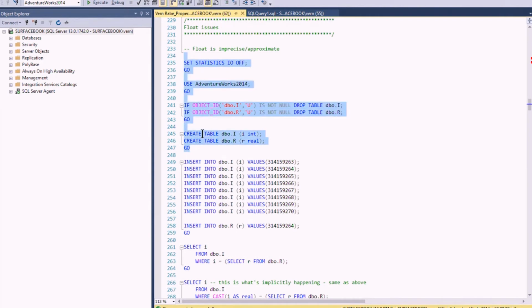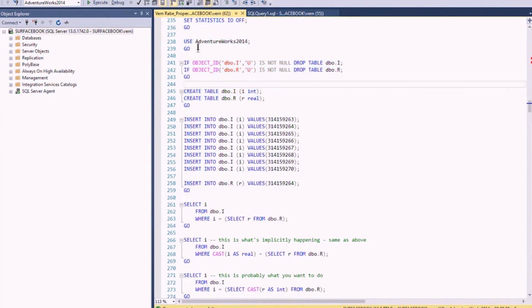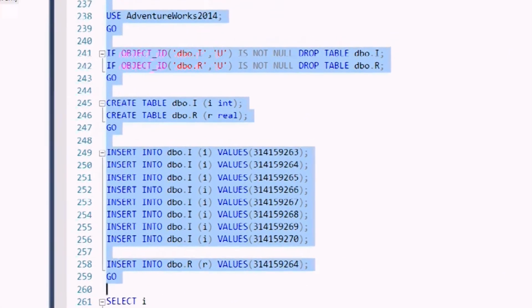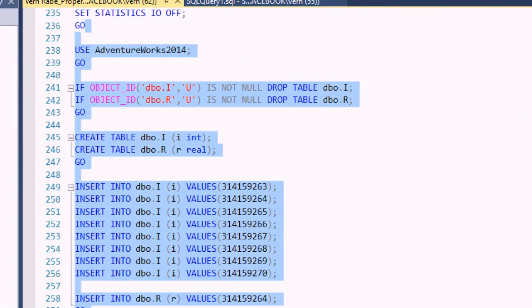So I'm going to create two tables. Let me just highlight the whole thing. So two tables, one of them called I and the other one called R, and the first one is going to have an I single column that's an integer, and the other one R, which is real. So two tables. Then I'm going to insert into the I, what is there, 8 different values, 314, 159, 263, 264, 265, up to 270.